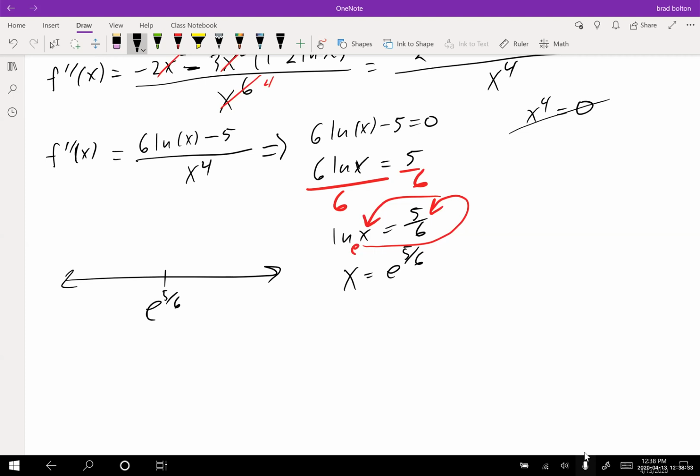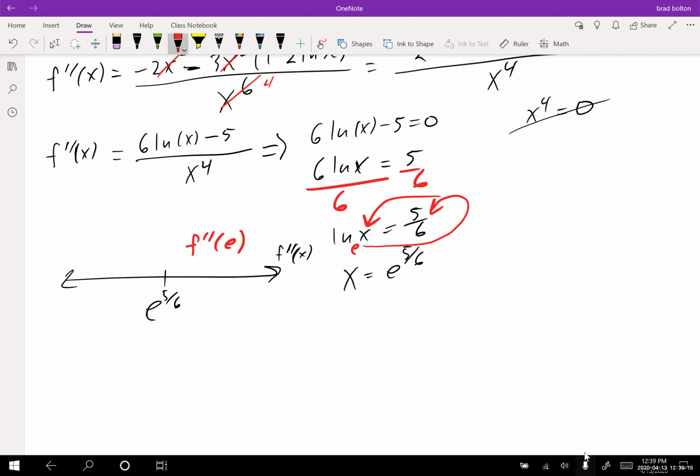So we have e to the 5/6, and this is my f double prime of x. We need to test something to the left of e to the 5/6 and something to the right of e to the 5/6. Well, I know for sure I can do f double prime of e, because e to the 5/6 is not quite e to the 1. So I know just e to the 1 is to the right of it. Let's see here. So we can do 2.7 and some change.